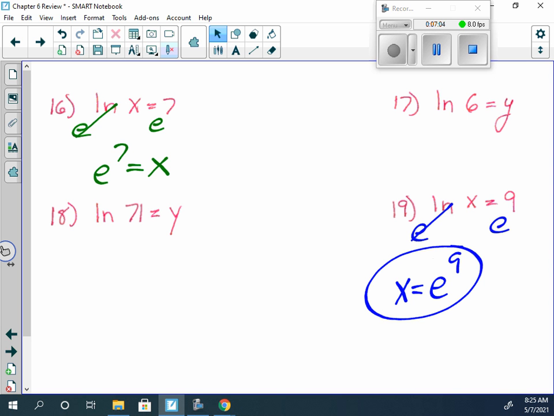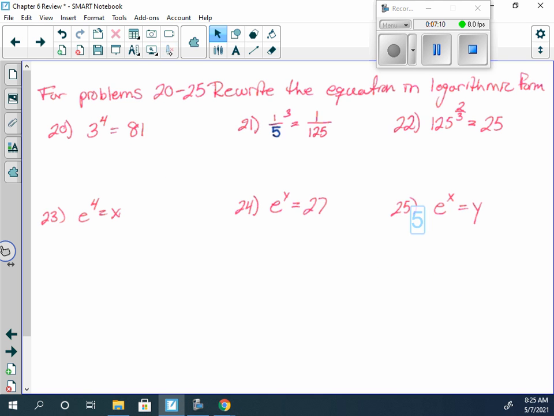So any other questions on these here? You feel good with these here? All right. 20 through 25, so we're going the other direction this time.